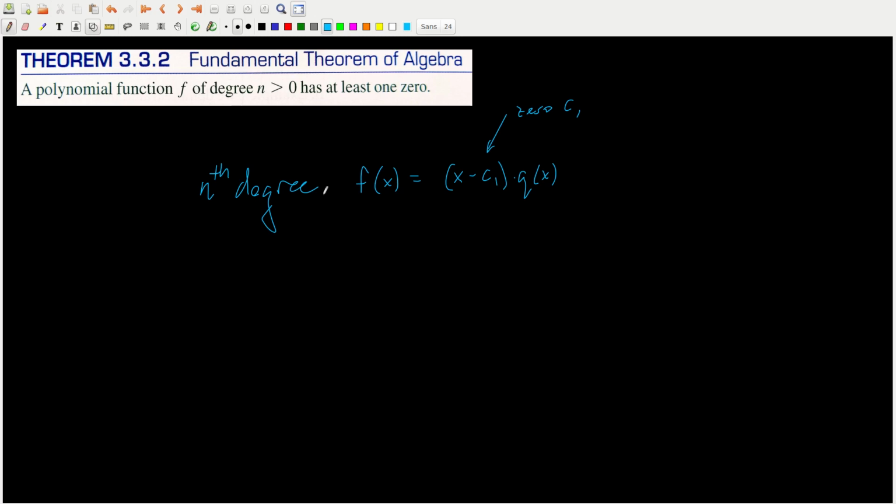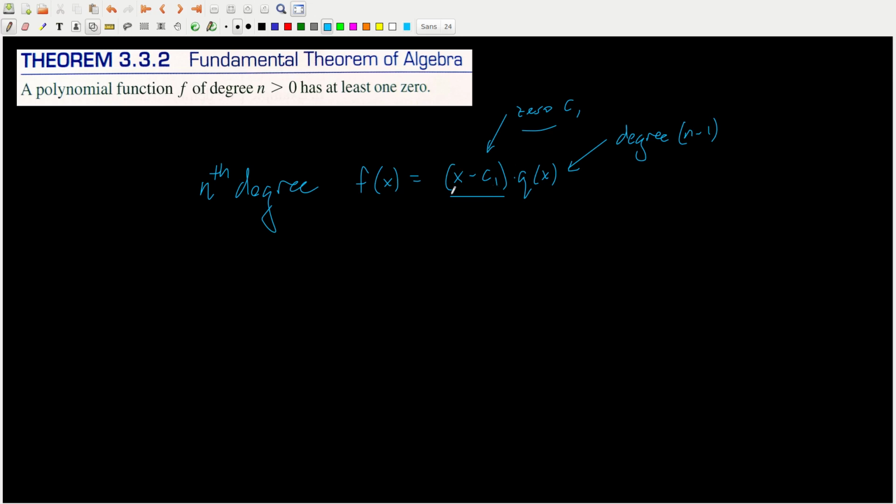So this might be a ninth degree polynomial. It's going to have a 0. The fundamental theorem of algebra says it will have at least 1 0, or it has 1 0. That means it has one factor. What's left must be a smaller degree polynomial. So in my imaginary example, it would be degree 8. In general, it would be degree n minus 1.